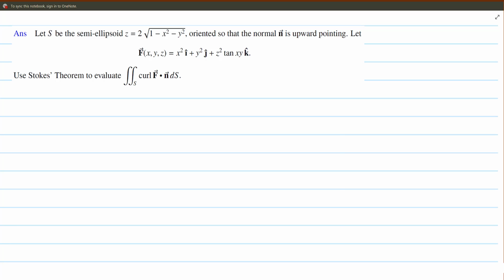Folks, in this problem we're given a semi-ellipsoid which will serve as our surface, and it's got an upward facing normal vector, and we're given a vector field that we can imagine it sitting inside of, and then we're asked to use Stokes' Theorem to compute the following integral.